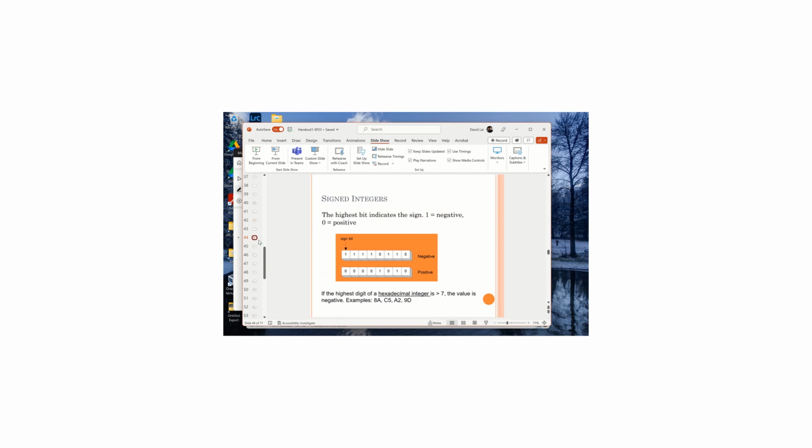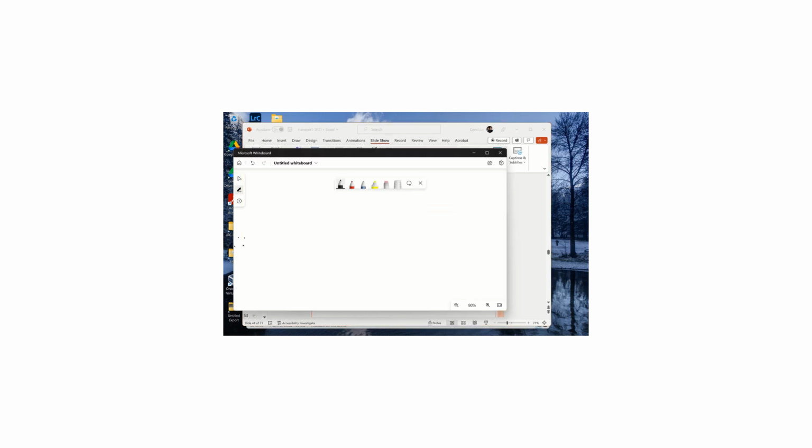So let me illustrate it. Previously, if we're going to use 1 byte, 8 bits, to represent some numbers, from 0, 0 all the way to all ones, that is equivalent to the decimal number 0, and that's equivalent to decimal number 255, which is 2 to the power of 8 minus 1. So that's 255.